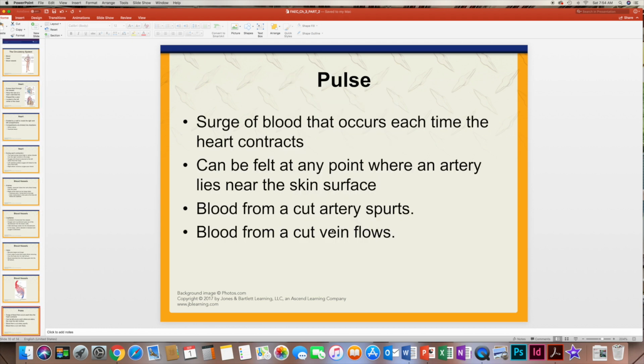A pulse occurs every time there's a surge of blood when the heart contracts. It can be felt in many different parts of the body wherever an artery is close to the surface of the skin. If an artery is cut, blood will spurt. If a vein is cut, blood will flow. So if you see blood spurting out of the body really fast, you know an artery has been cut.